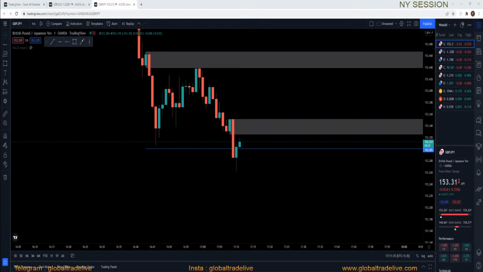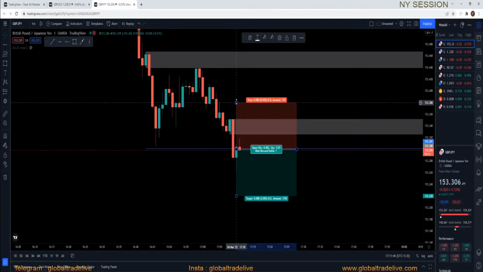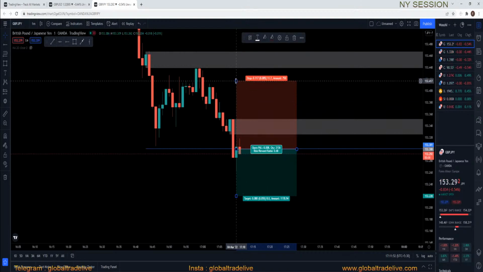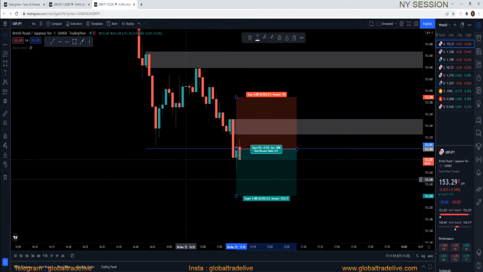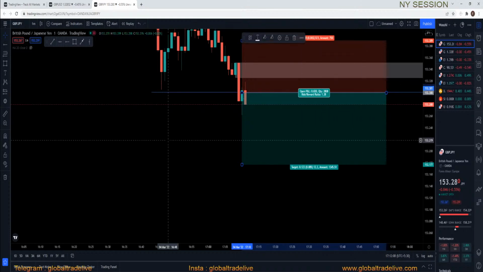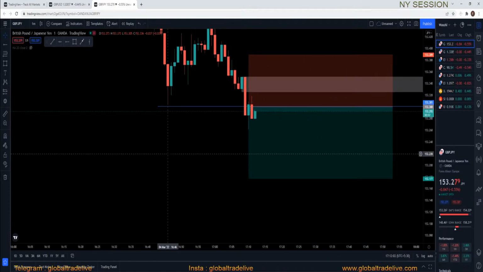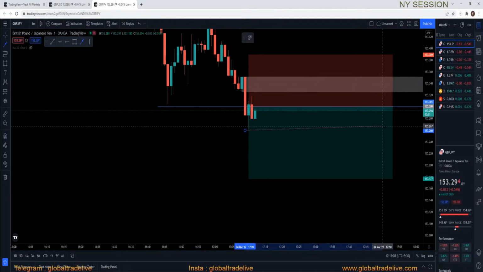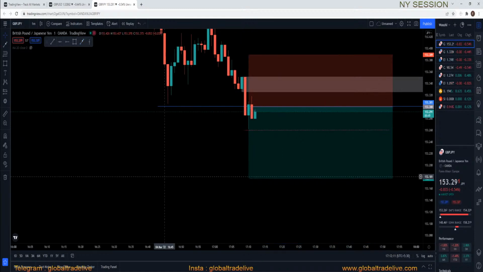My exact entry point is 153,300, short position. Kept my stops above this high, not this high actually, this high over here. Take profits are at like 11-12 pips. If we have a candle breaking below this area, then there will be a good down movement coming up.